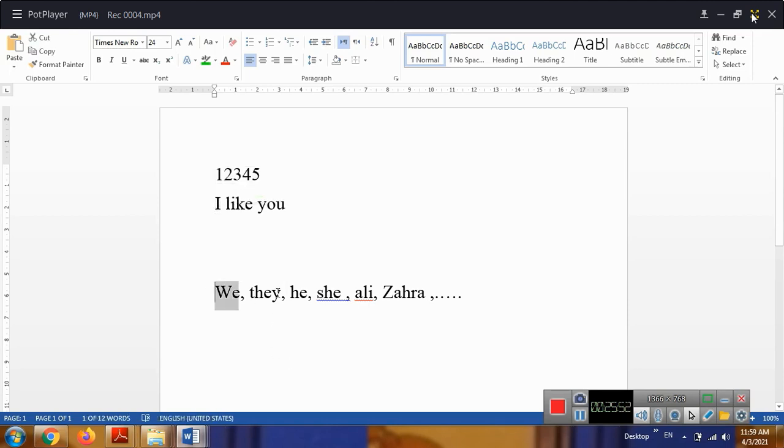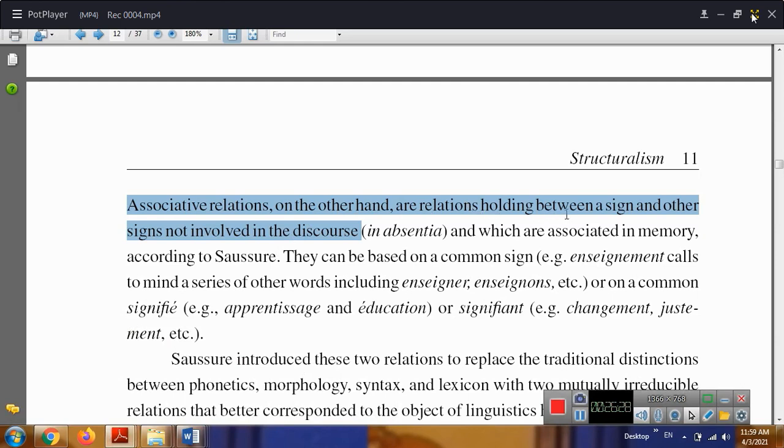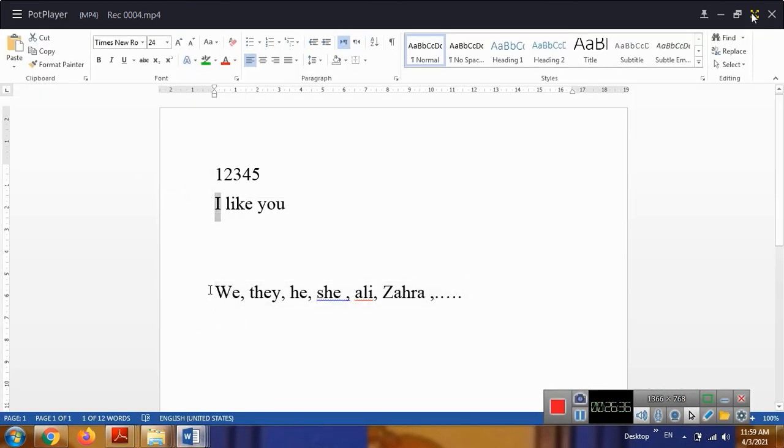Okay. Therefore, the relation which exists between this I and this proper noun and other words like we, they, he, she, the relation which exists between them, which are in our mind, and this exists here in this discourse. The relation between this I, which exists in this discourse, and these words which are in our mind is associative. I can use all of these instead of I. Therefore, in associative, we say that the relation between a sign and other signs, which do not exist here in this discourse, is an associative relation.